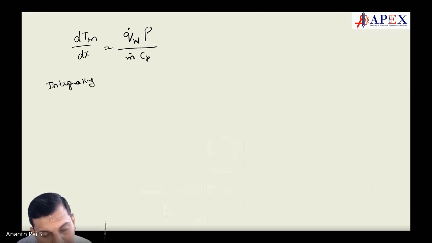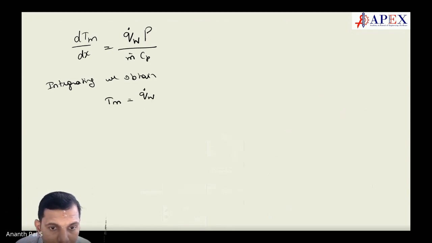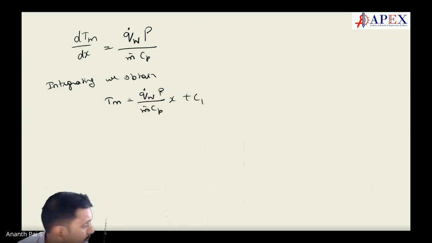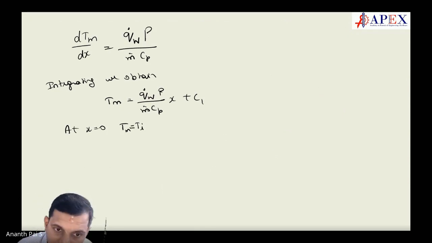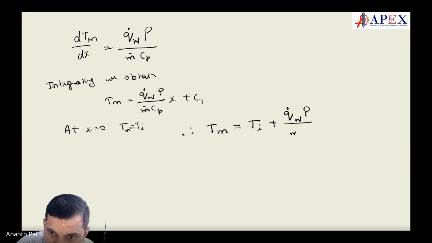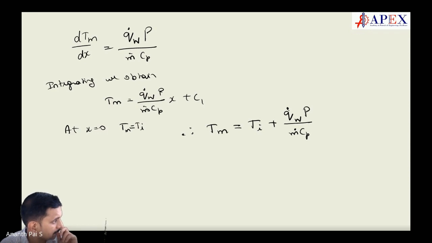So integrating, we obtain Tm is equal to q dot w P divided by m dot cp times x plus c1. At x is equal to 0, Tm is equal to Ti, correct? Therefore, Tm is equal to Ti plus q dot w P divided by m dot cp times x. Make sense?